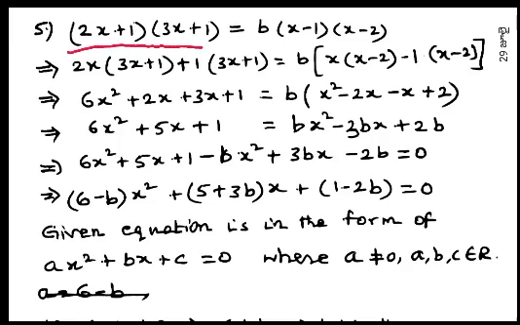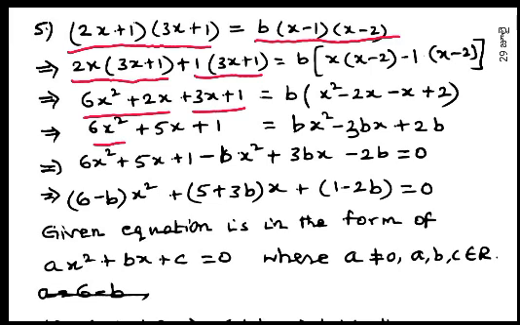(2x + 1)(3x + 1) = b(x - 1)(x - 2). Now, we can write 2x multiplied by (3x + 1) plus 1 multiplied by (3x + 1). 2x multiplied by (3x + 1) can be written as 6x² + 2x. 1 multiplied by (3x + 1) is 3x + 1. So, this can be written as 6x² + 5x + 1.